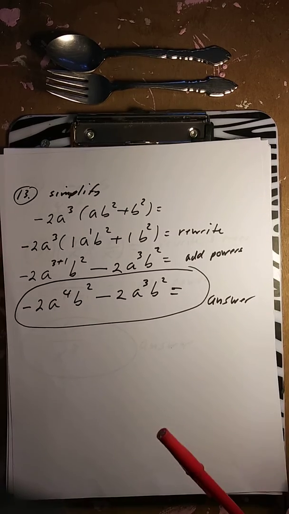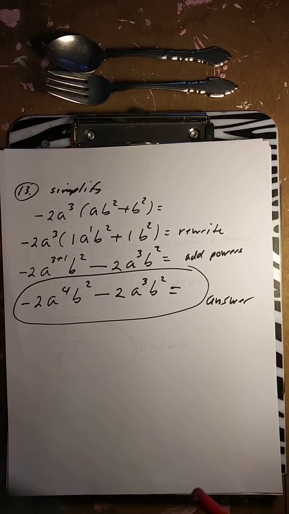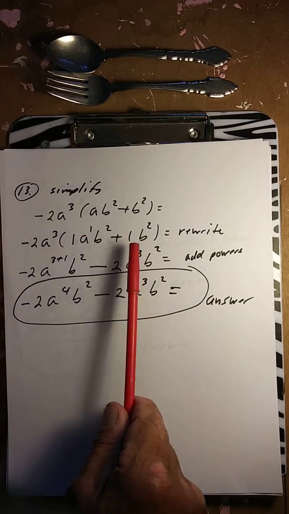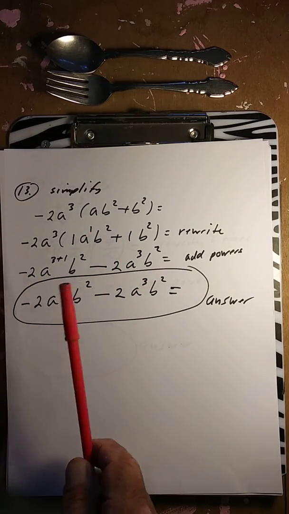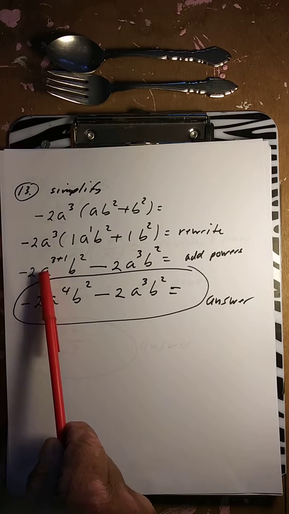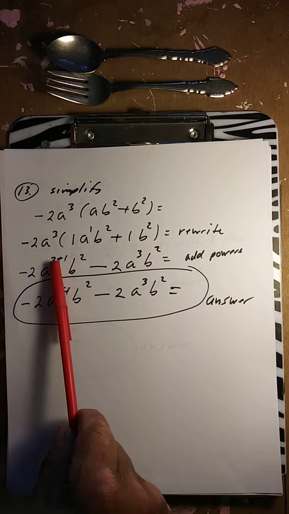Simplify this. So let's rewrite this first of all. Let's put a 1 there and a 1 there and a 1 there, just to make it easier. So negative 2 times that is negative 2. a to the 3 and 1. a to the 3 plus 1.